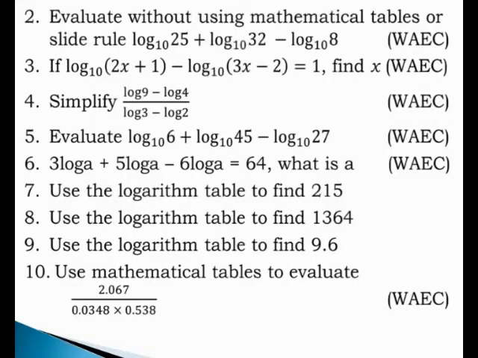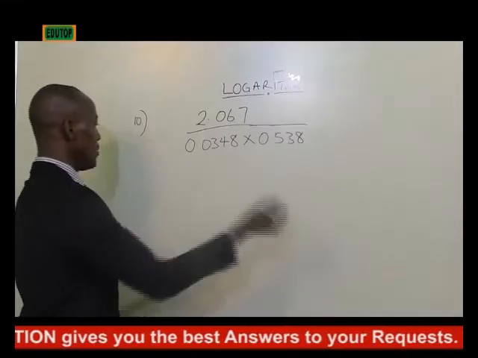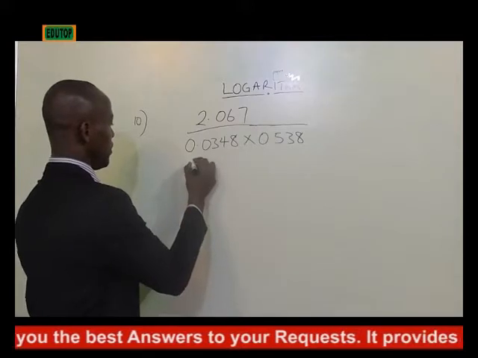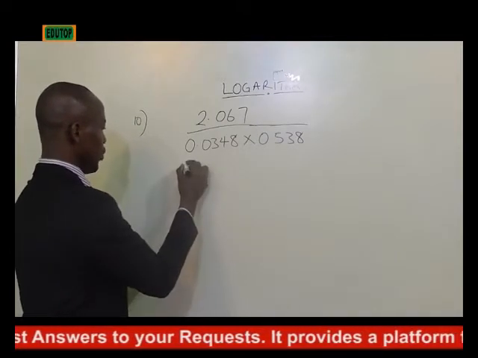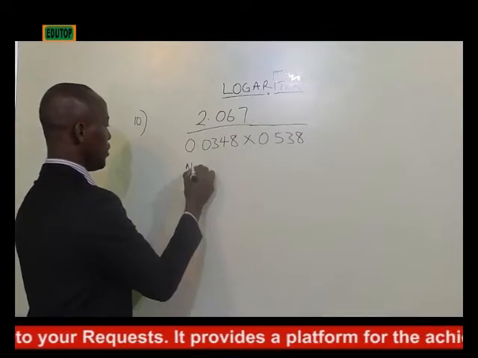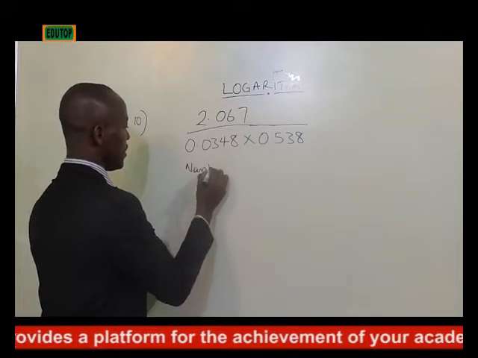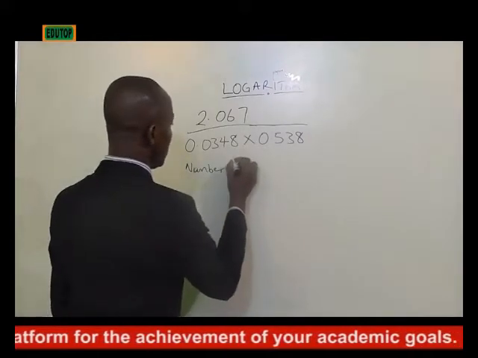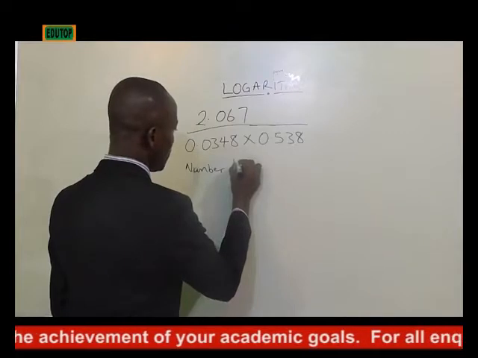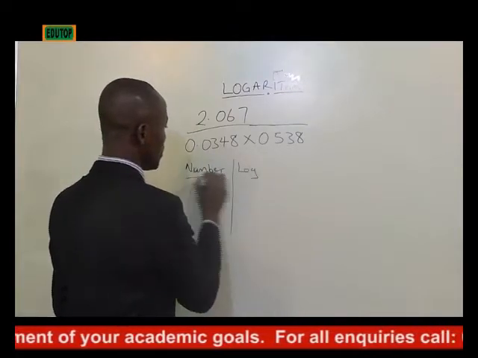Example number 10. Use mathematical tables to evaluate 2.067 all divided by 0.0348 times 0.538. Now, what we'll be having is, we are going to divide. We are going to have 2 columns for now. That is the number, that is our number that we are having here. Then our logarithm value, our log.